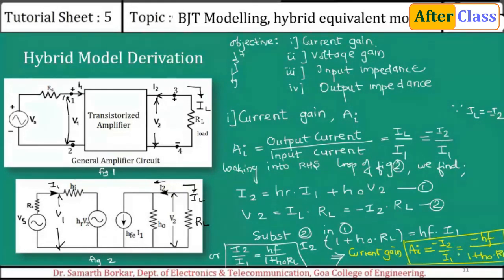Now, if I want to find AI, the current gain for the common emitter configuration, then what I need to do is, the current gain AI will be minus HFE upon 1 plus HOE into RL. Fine, this completes only the first part of our objective, that's the current gain.